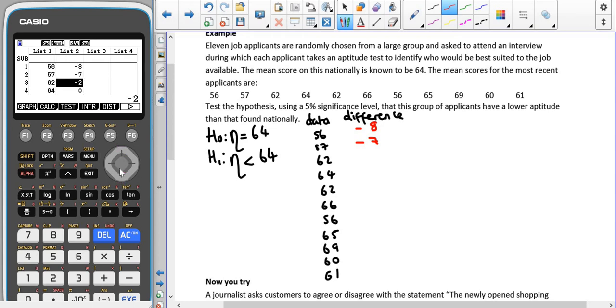So like I said, you can do it in the normal calculator bit. You can do it in your head if you want. But as long as you're right, or you can do this method here that I've just shown you, as long as you write down your differences.